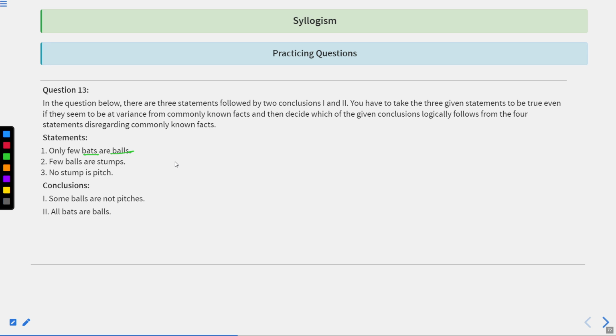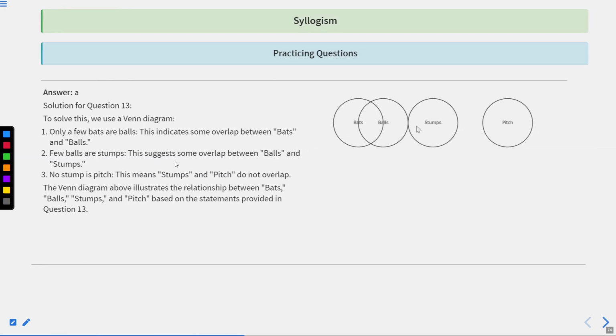So there will be a circle that will be representing balls. On the left hand side, there will be a circle that is going to intersect with the circle that is going to represent the balls. And then on the right hand side also there will be a circle that is going to intersect the circle which is balls. On the right hand side it will be stumps, on the left hand side it will be bats. And then there is no stump is pitch. No stump is pitch. So this diagram would look like this.